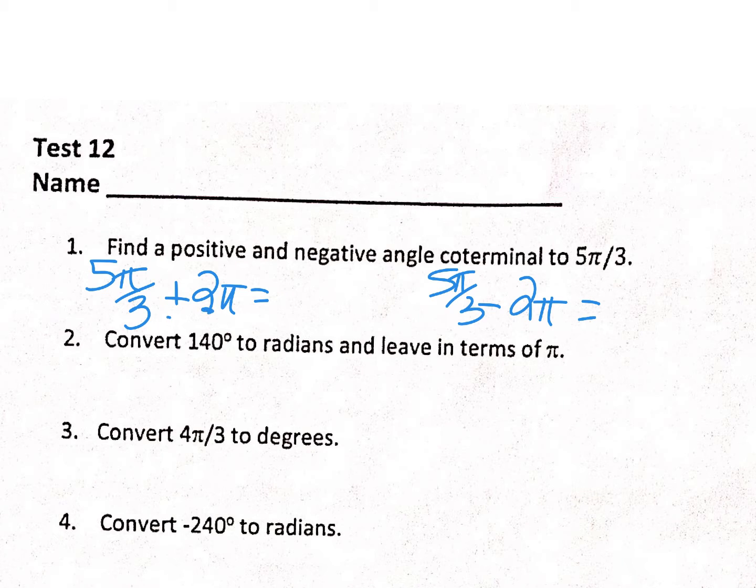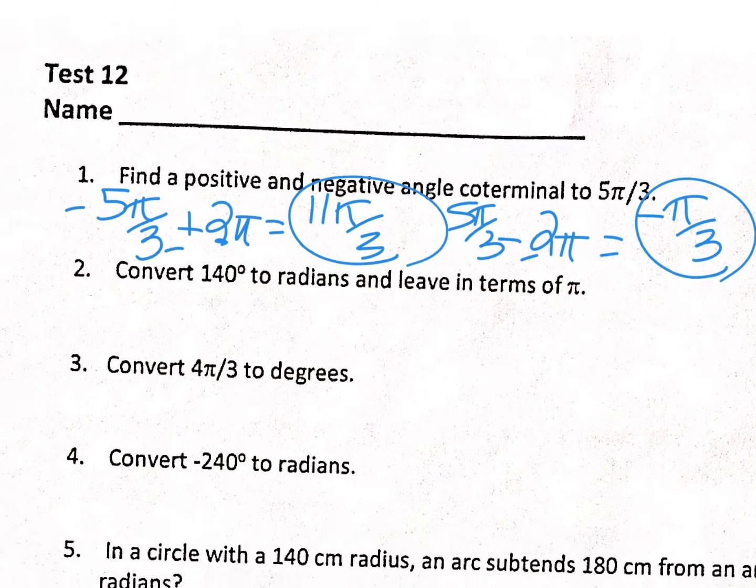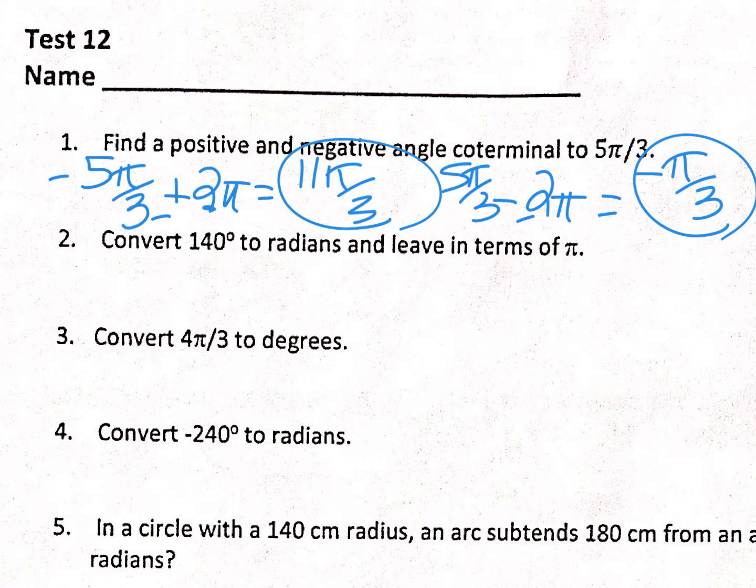You take the 2 times 3, which is 6, add the 5. That's 11 pi over 3. That's the positive one. Negative one, do negative 2 times the 3. That's negative 6 plus 5, which is negative 1 pi over 3. And there's number 1.